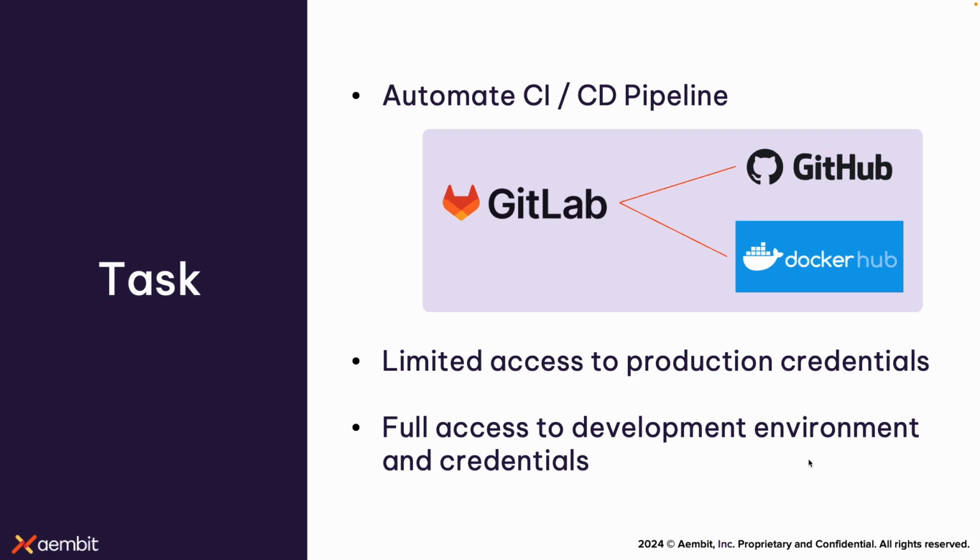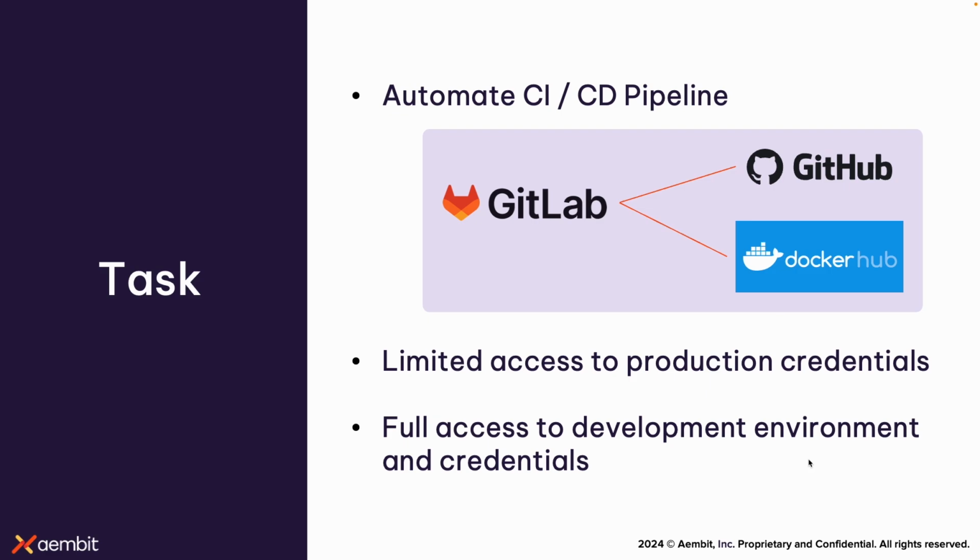All right, so I'm a developer, and the task that I've been given is to automate the CI/CD pipeline. In this case, the software I'm going to be using is actually in 3 places. And my task is to create a pipeline in GitLab. GitLab is going to run code that's stored in GitHub. And once it's run the code and created the image, it's going to push the image to Docker Hub. So I'm going to have to be able to access GitHub and Docker Hub from my pipeline in GitLab.